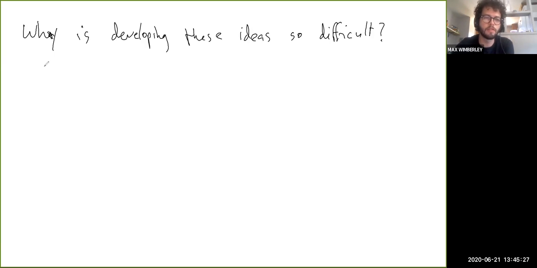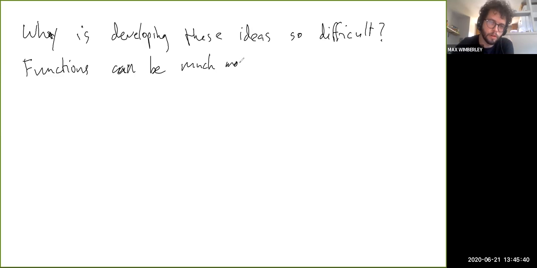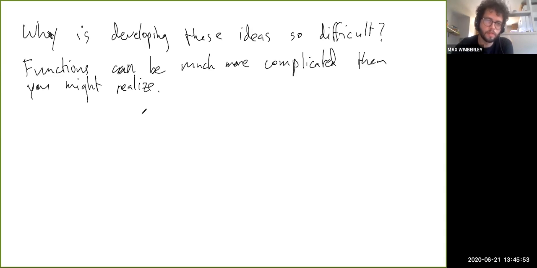A lot of this comes down to the fact that functions can be much more complicated than you might realize. So I'm going to give you some examples of this, and then I'm going to talk about why we care. So here's an example.